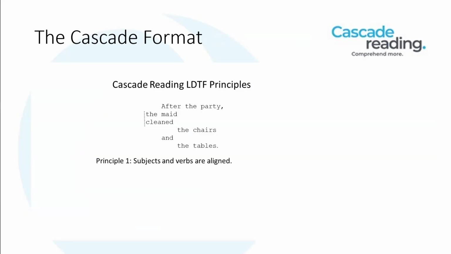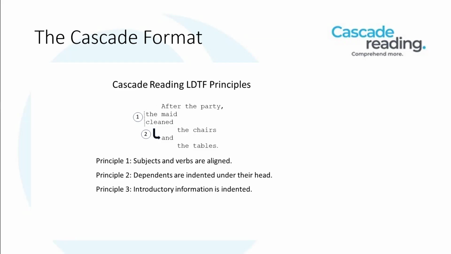So the first principle in the Cascade format is that subjects and verbs are aligned. If we take a sentence like, "After the party, the maid cleaned the chairs and the tables," notice that the maid and cleaned are the subject and the verb, and those are aligned at the same indent level. The second principle says that dependents are indented underneath their head. So for example, if we see the chairs and the tables as an entire direct object, we can notice that this is indented one level past cleaned.